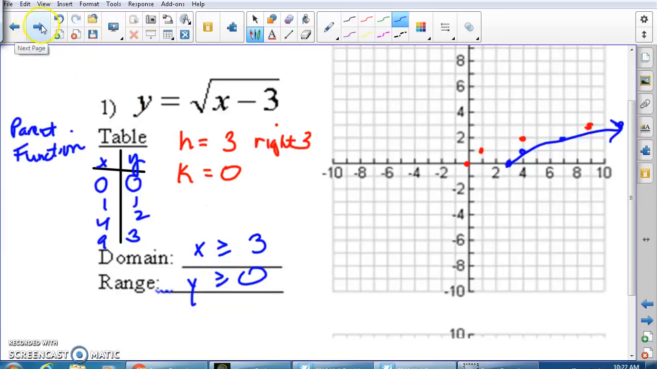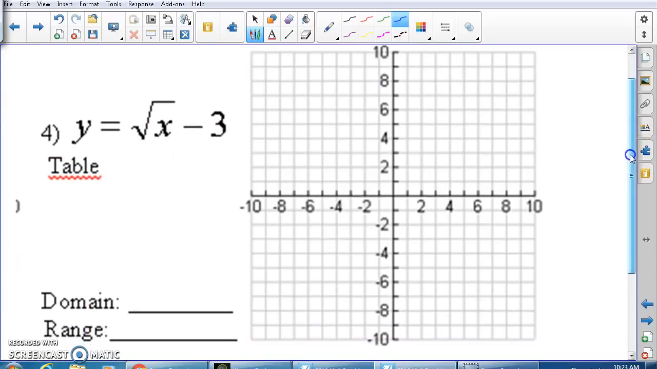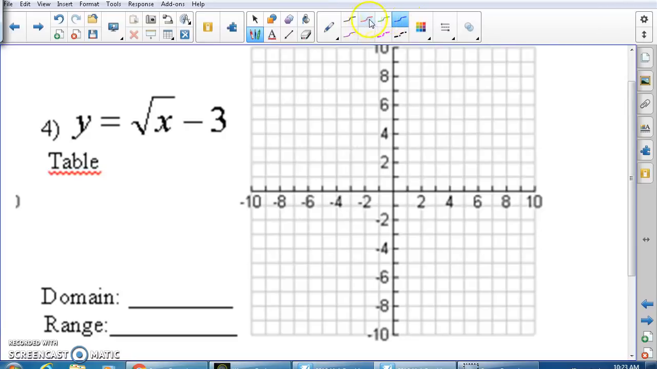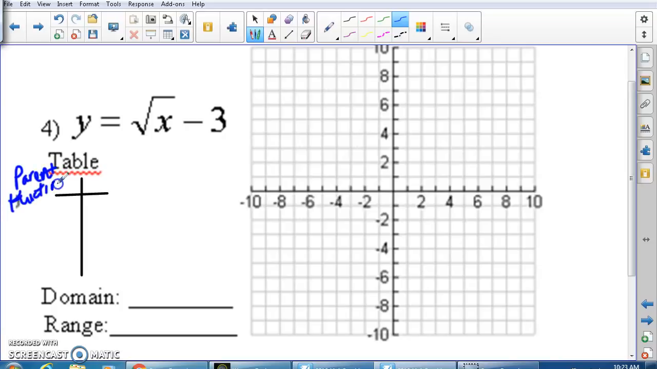Try number 2 and number 3 in this column on your own when we're done, but let's go to number 4. Number 4 is a little different. We're still going to start the same way, with the parent function table. The table is always going to be the same, and then we'll shift. So parent function for x and y: (0, 0), (1, 1), (4, 2), and (9, 3).